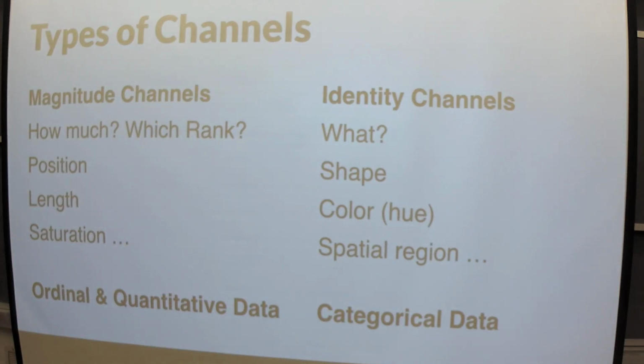So we distinguish between two types of channels: magnitude channels, which we can use for ordinal and quantitative data, where we can ask questions such as how much or which rank. And the common examples are position, length, and saturation. And on the other side, we have identity channels, where it's really about categorical data, where you can ask the what questions. And here we could use shape, color, or spatial region.